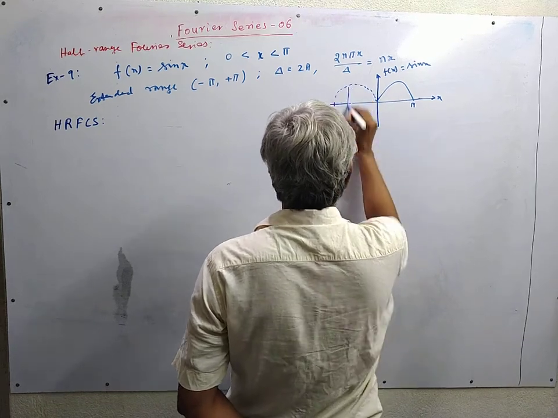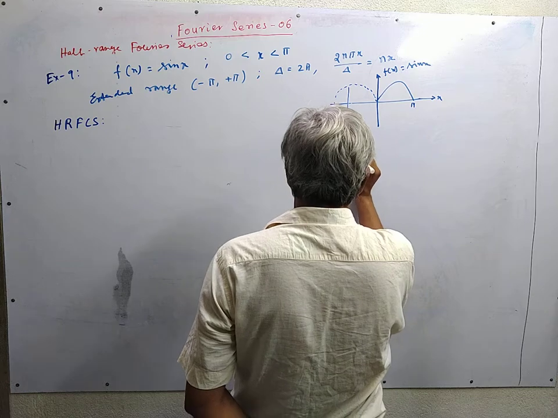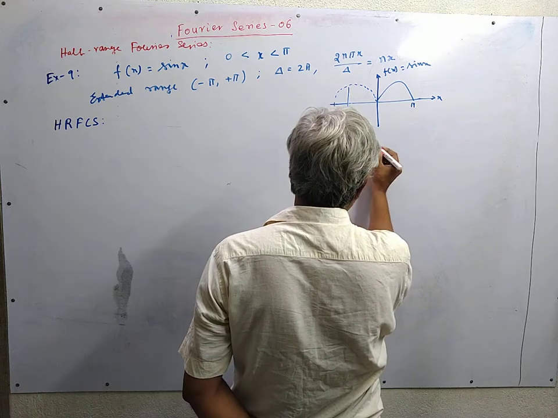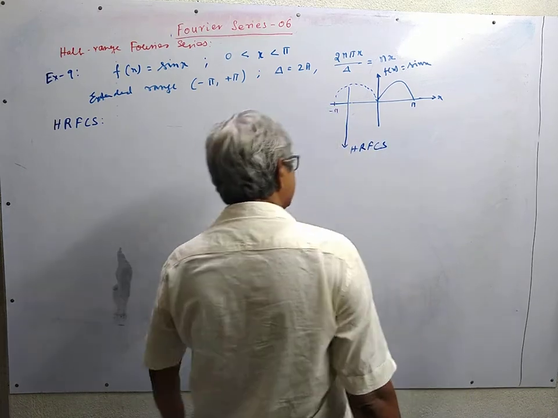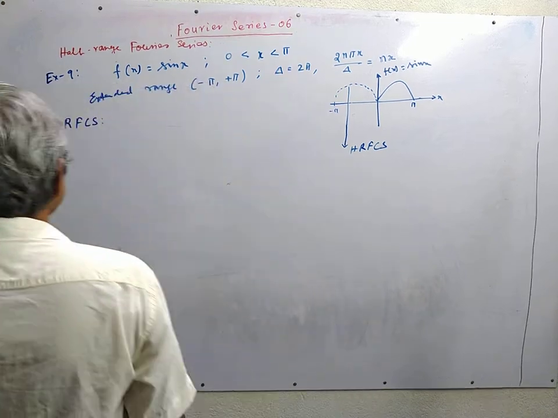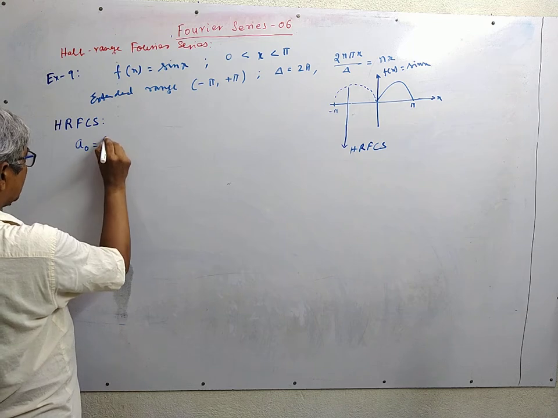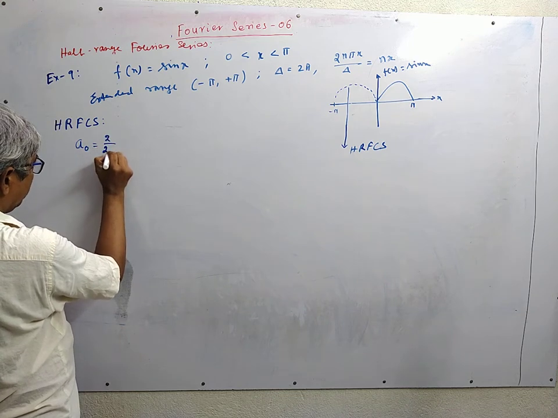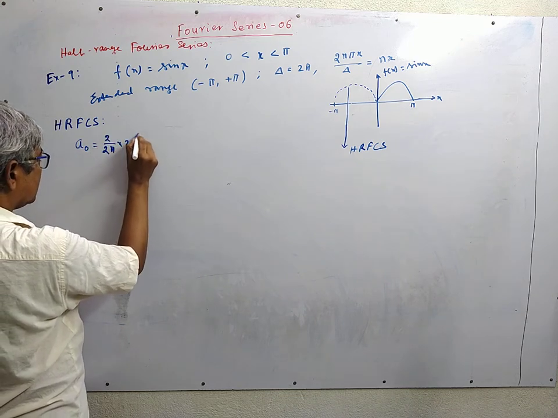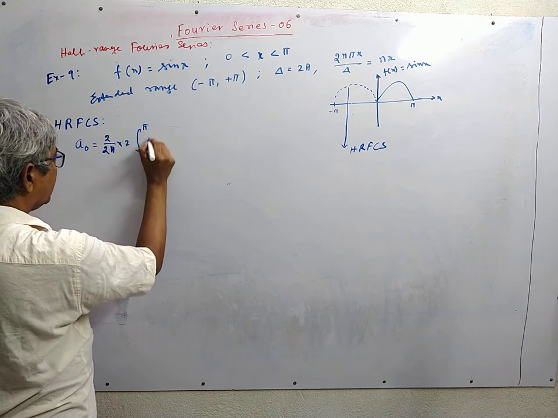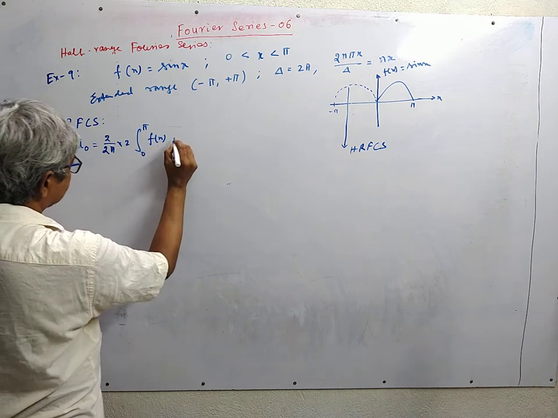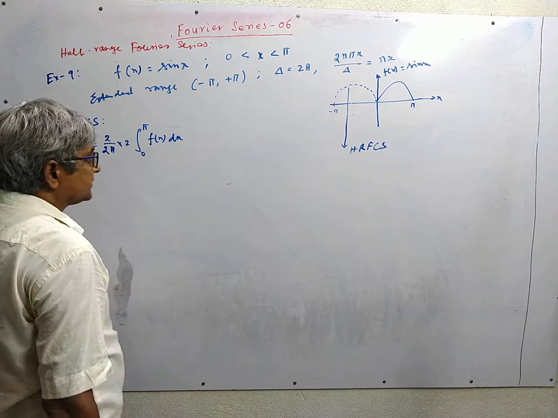This is the half range Fourier cosine expansion. So we first need to calculate A0. A0 is 2 upon 2 pi into 2, integral from 0 to pi, f of x dx.